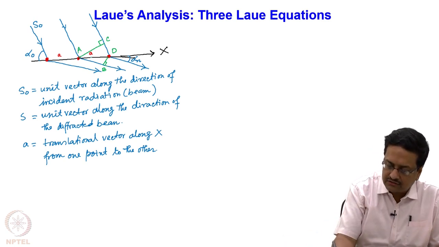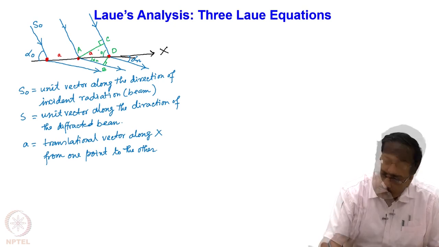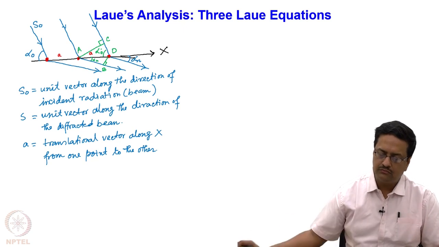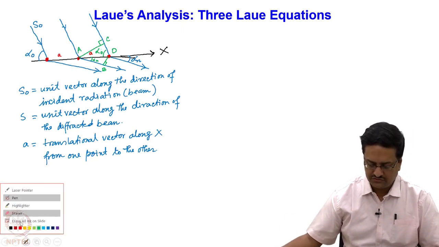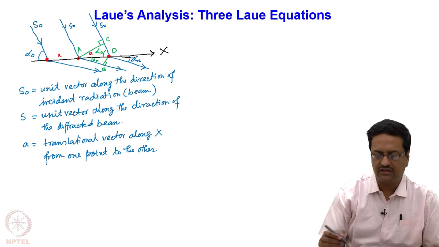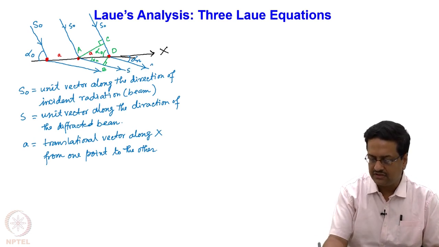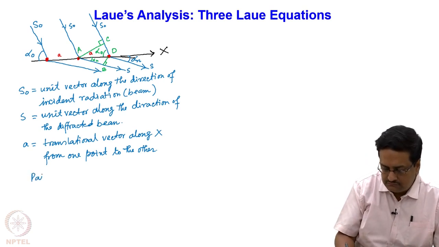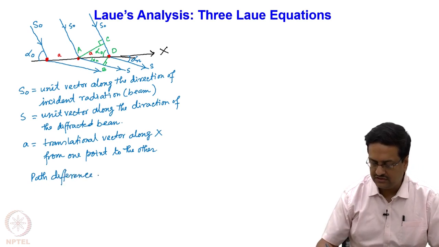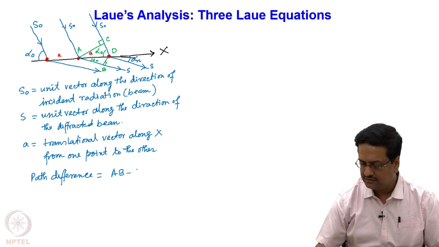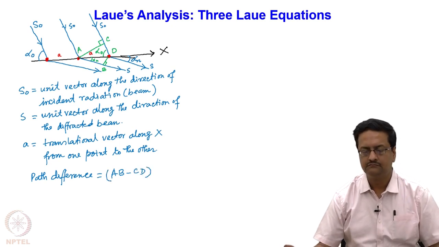Remember, the angle here is alpha n. So, now between these two parallel beams with unit vectors S0 for the incident beam and S for the diffracted beam, the path difference is equal to AB minus CD, right?